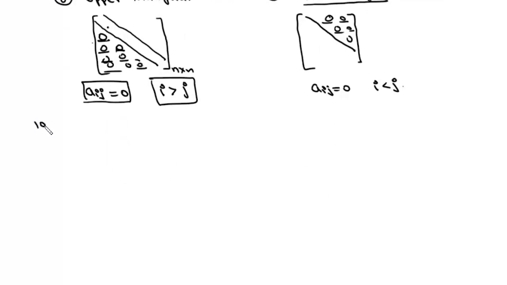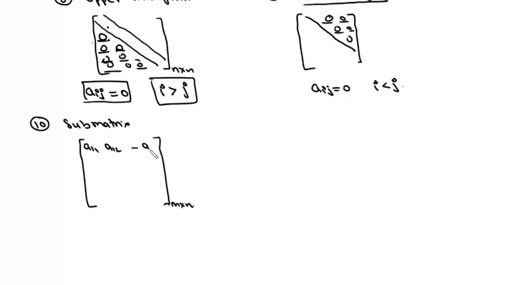Now the 10th one is a submatrix. Suppose we have any matrix A which is m cross n. This is A11, A12, A1n, and this is AN1 up to ANN. If we select any matrix within this matrix, we call it a submatrix. This submatrix of A can be B, which is p cross q, where p is less than or equal to m and q is less than or equal to n.